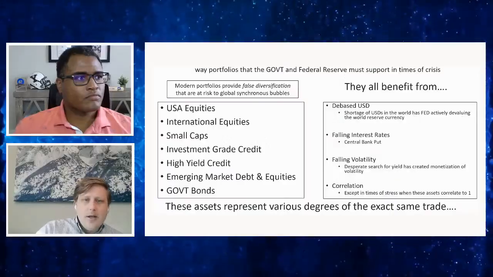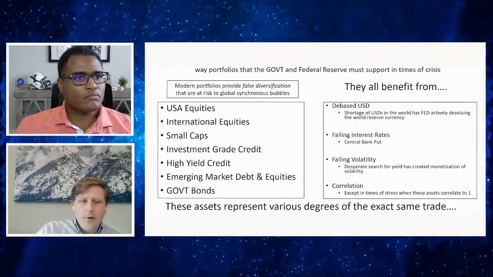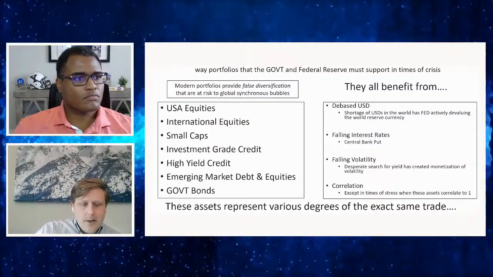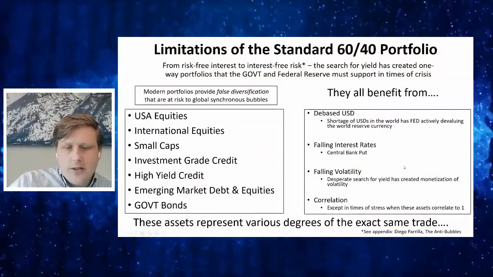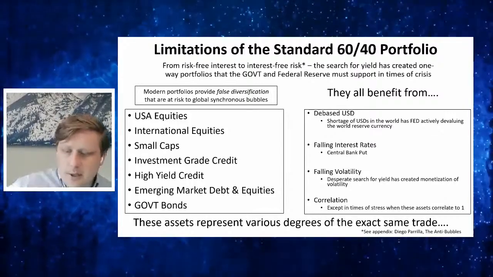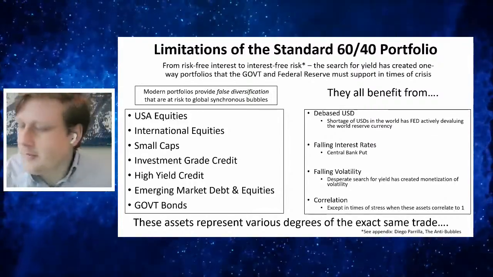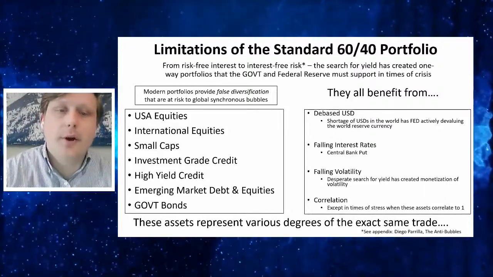Yeah, lastly, I wanted to hit on some of the limitations of the 60/40, the standard portfolio. I created this slide, but a lot of this content comes from Diego Perea in his book, The Anti-Bubbles. I think he has a lot of good things to say. He has a good investment product, actually, an alpha product, to offset some of these limitations of the 60/40, the tail risks that exist in the portfolio.